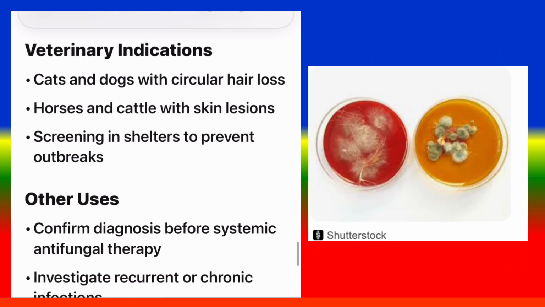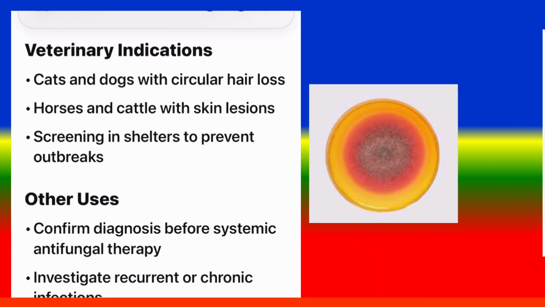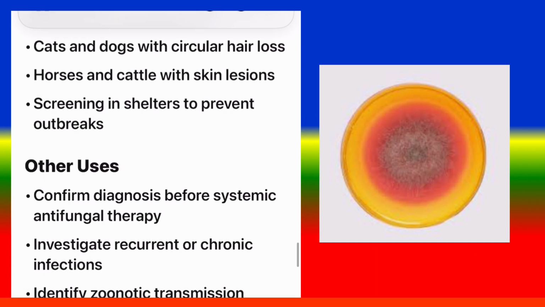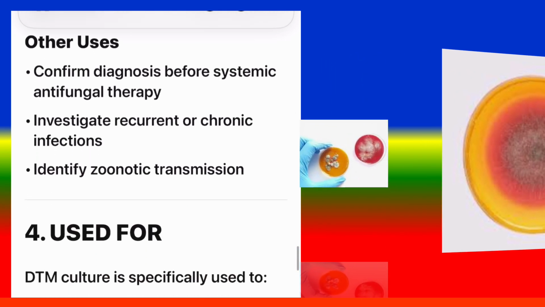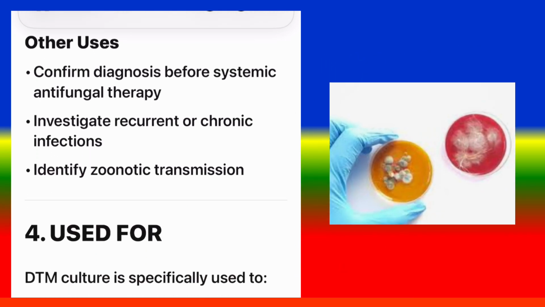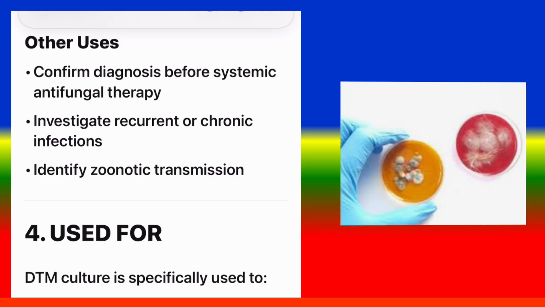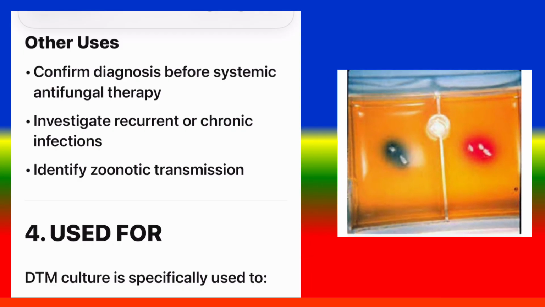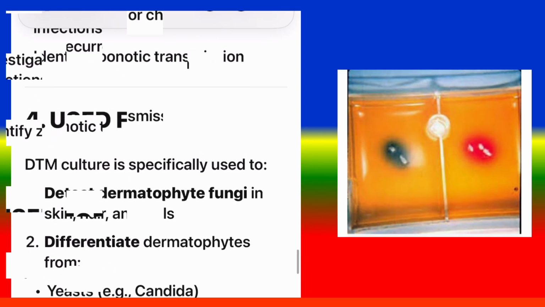Veterinary indications: cats and dogs with circular hair loss, horses and cattle with skin lesions, screening in shelters to prevent outbreaks. Other uses: confirm diagnosis before systemic antifungal therapy, investigate recurrent or chronic infections, identify zoonotic transmission.